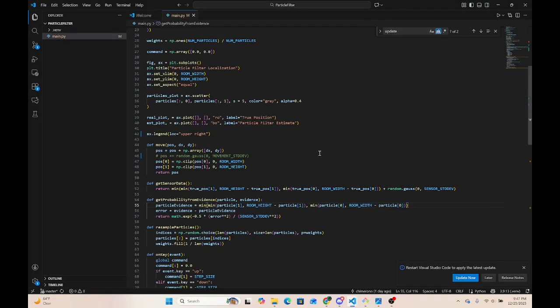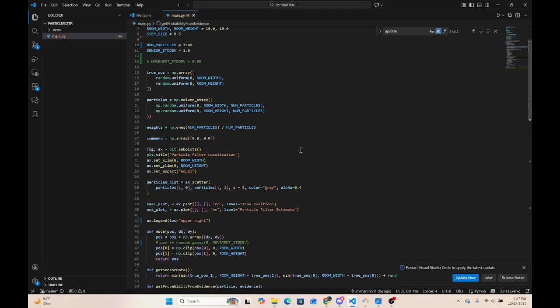Hi everyone, today I'm going to be talking about an algorithm called the particle filter. Imagine you're in a dark room with nothing but a couple of sensors to give you some observational data. Using these sensors, you can roughly locate where you are in the room without having to see anything.